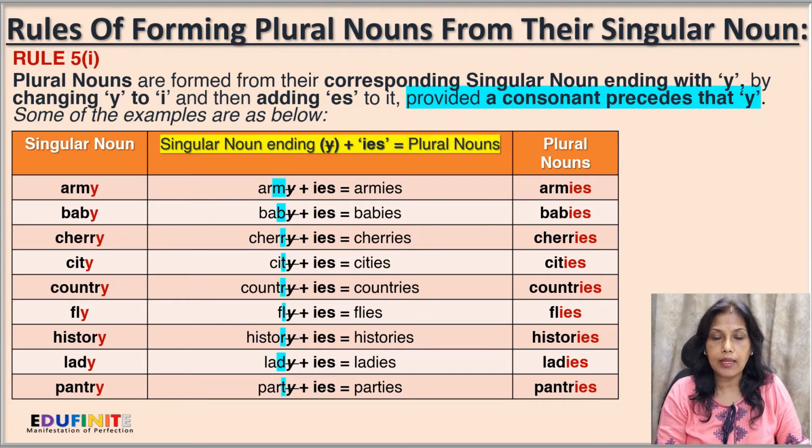ARMIES. Similarly, baby, Y is removed from the baby for the singular noun and it becomes plural by removing Y and adding IES. So babies becomes BABIES. Similarly, cherry becomes cherries, city becomes cities, country becomes countries, fly becomes flies, history becomes histories, lady becomes ladies, and pantry becomes pantries.